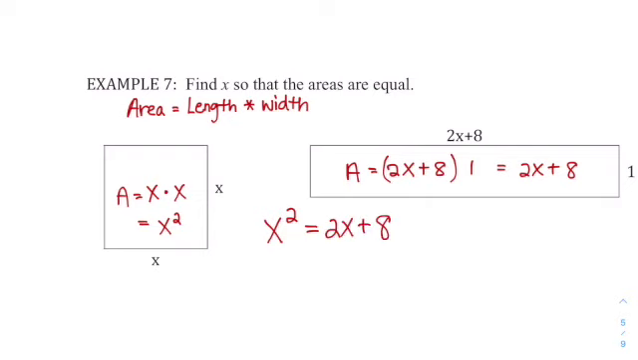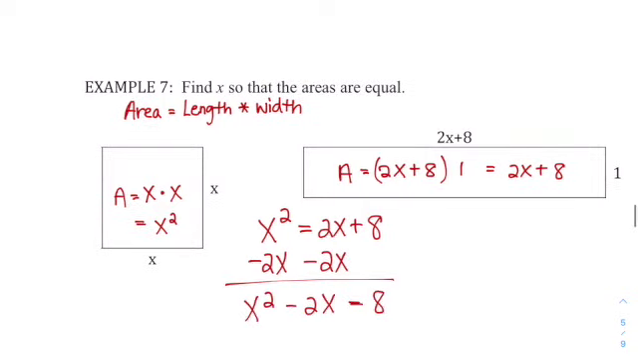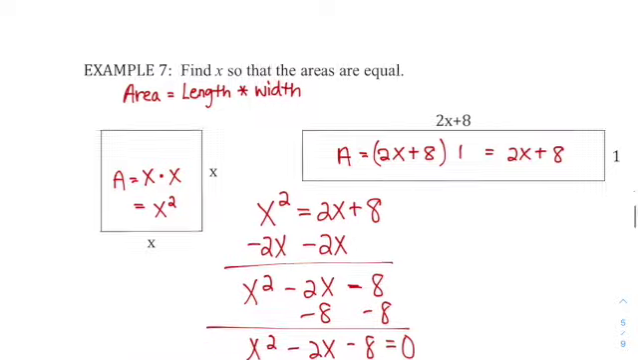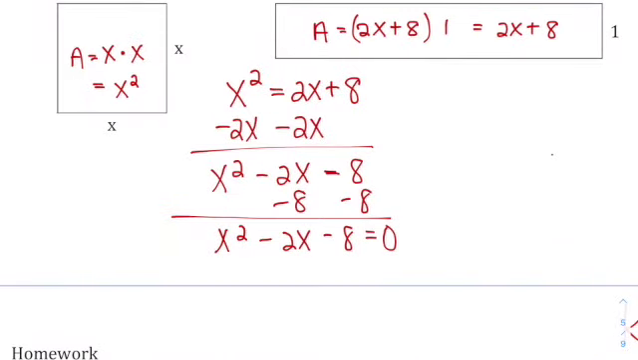And to solve this, it's going to be minus 2x on both sides. And that's x squared minus 2x equals 8. And then minus 8 on both sides. x squared minus 2x minus 8 equals 0. Now you have to factor. And when you factor, you are going to do the 1 and 1, and then 4 and 2. You can have 1 and 8 or 4 and 2. And then if you do negative 4, positive 2, you will have x minus 4 and x plus 2 equals 0. And go ahead, solve it.